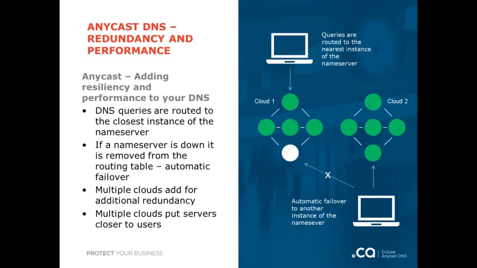With Anycast DNS, you can have even more redundancy. Not only can each node have redundant servers in it, but you can have more than one node and then more than one cloud of nodes. What this allows is that DNS queries get routed to the nearest name server. If a name server is down, it's removed from the routing table, causing basically an automatic failover. And the multiple clouds add multiple redundancy.